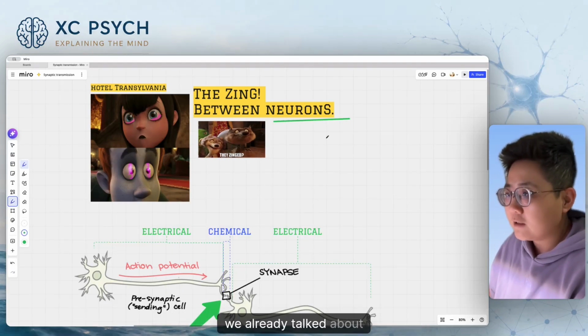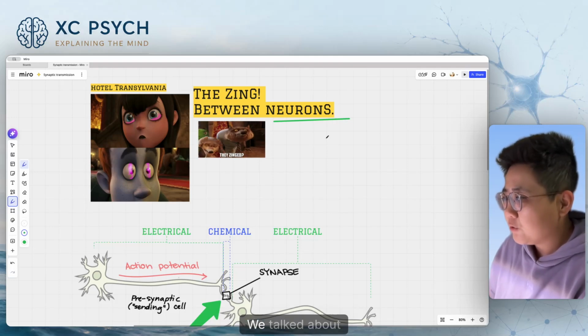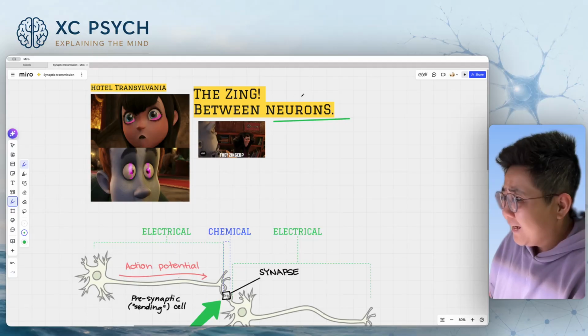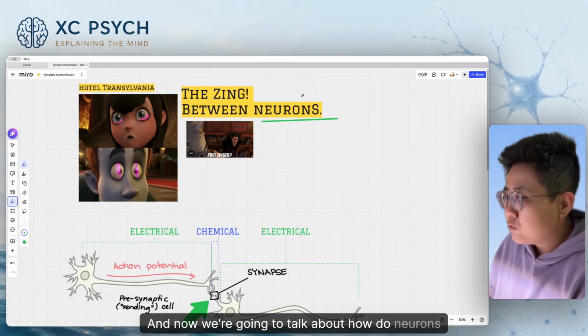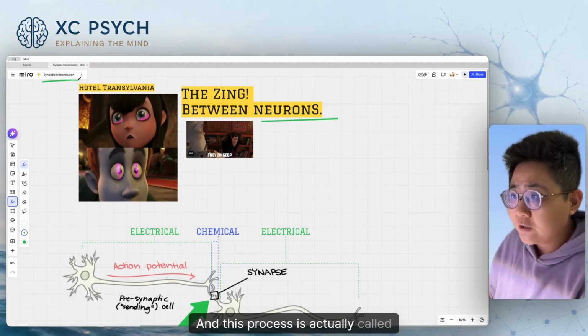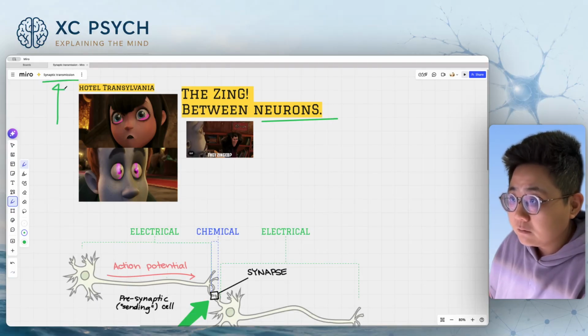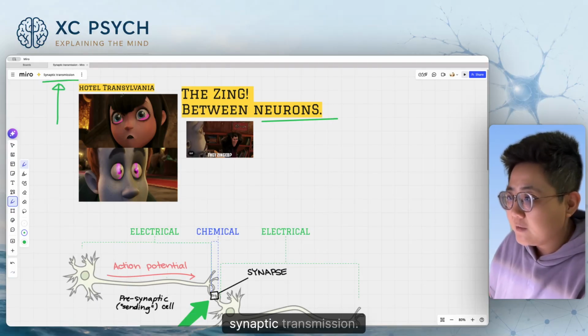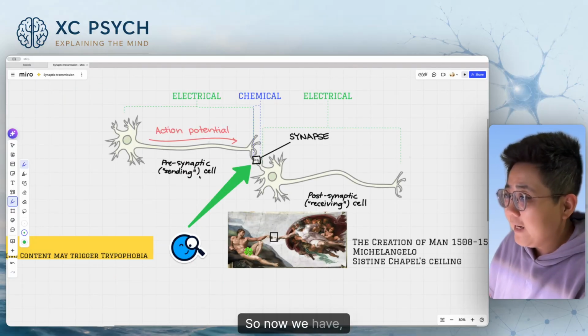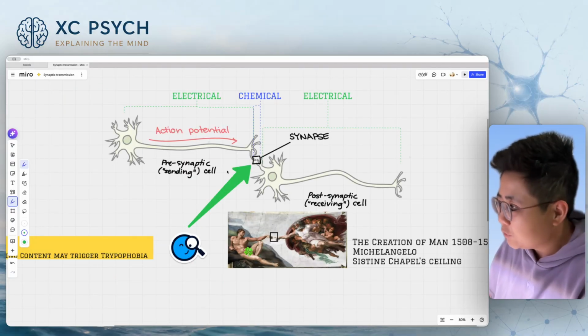So remember we already talked about action potential. We talked about neurons with and without myelin sheaths. And now we're going to talk about how neurons communicate with each other. And this process is actually called synaptic transmission. So now we have two neurons here.